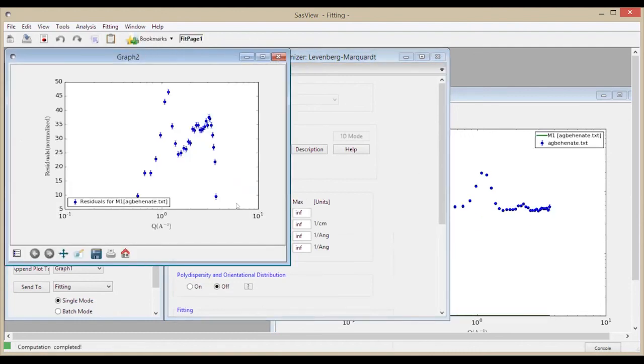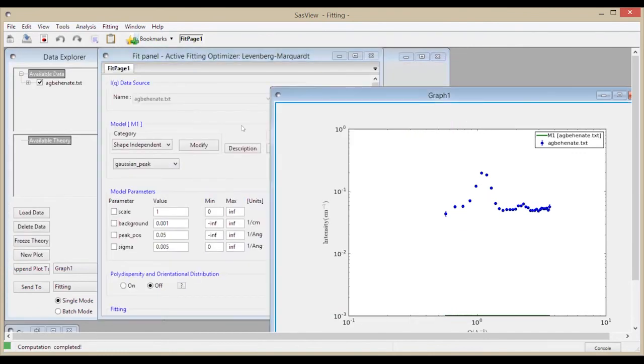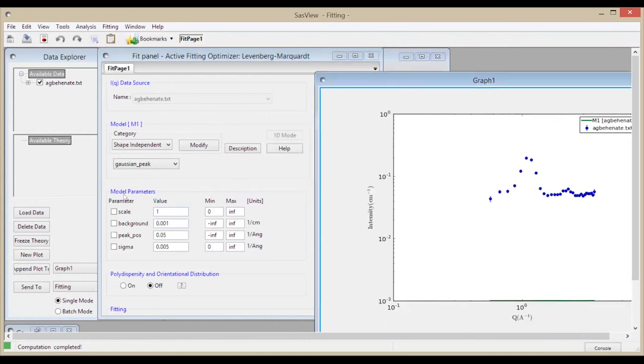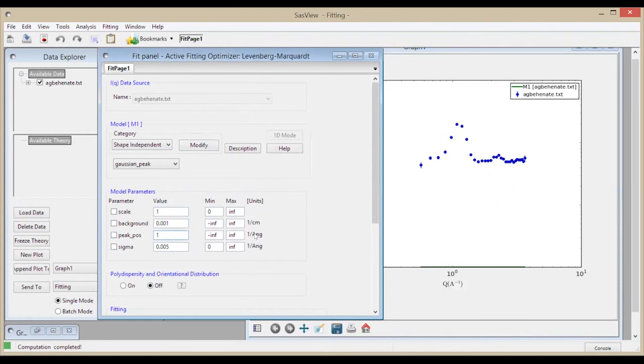So this is the difference graph. I make it minimizing. First, these are the parameters. This is a single peak, a Gaussian peak. It has a scaling factor, a background, a peak position, and a peak width. The peak position we first set by hand. So this is 0.1 here, so the peak is around 1. This is in nanometers now. So we just write 1 here.